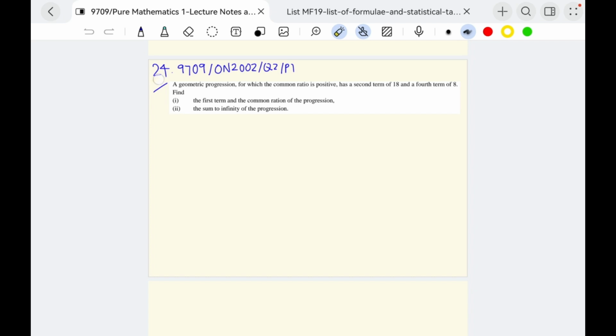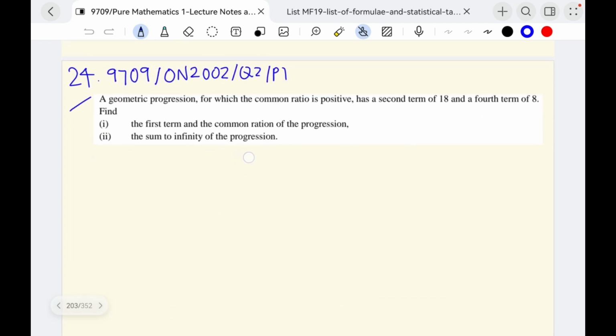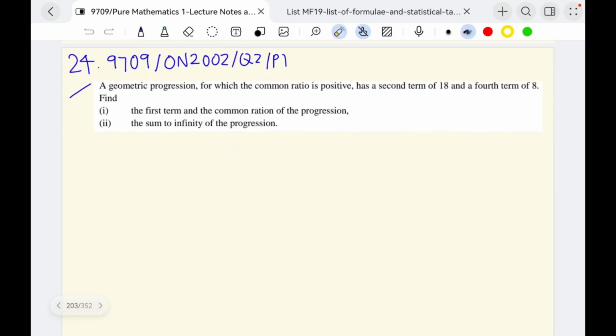So this is question 24 from 9709, October, November 2002, question 2 from paper 1. This question is about the geometric progression for which the common ratio is positive and has a second term of 18 and fourth term of 8. Write out the information. R is greater than 0. T2 is 18 and T4 is 8.